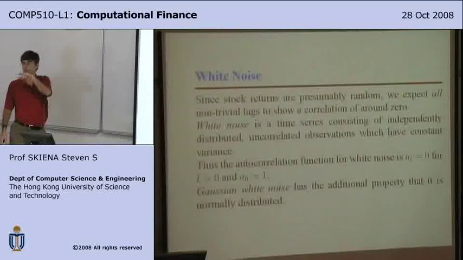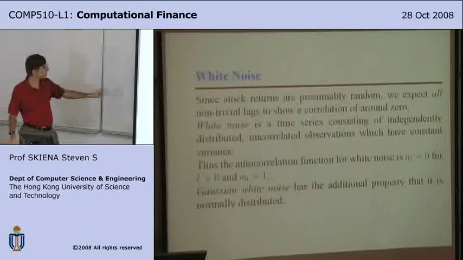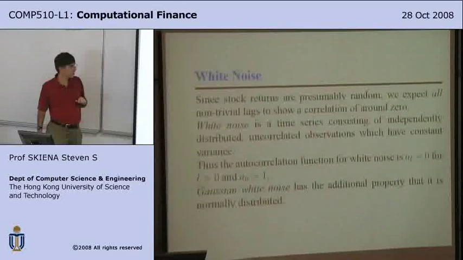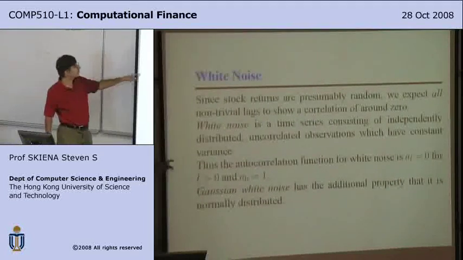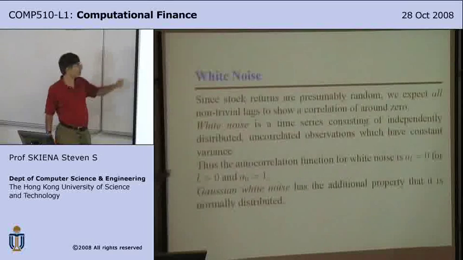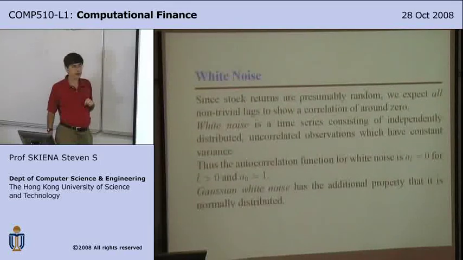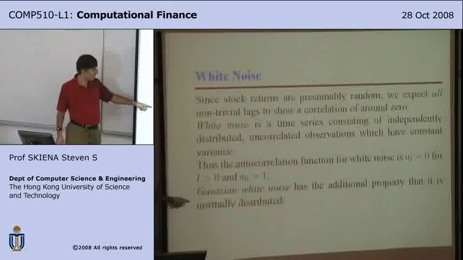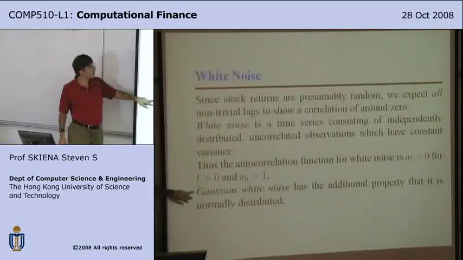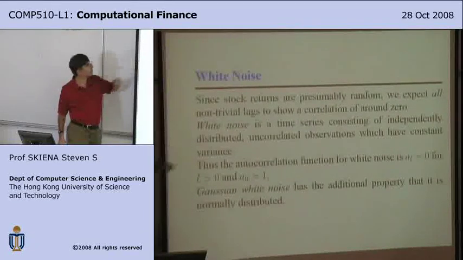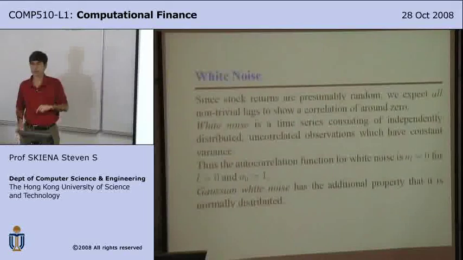Any questions? When people talk about Gaussian white noise, they mean it properly where not only is the series uncorrelated over all lags, but the values that you get are normally distributed. So in this case, it would be centered around 0. Any questions?